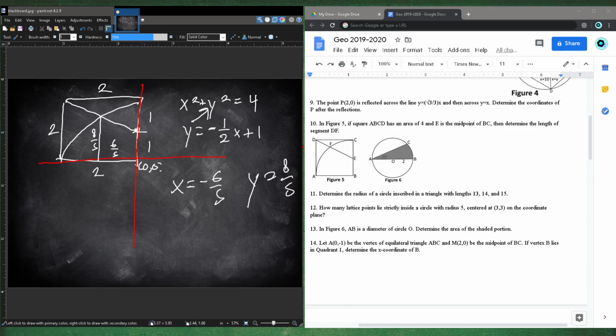But remember, this height right here is 1, right? And then you make a perpendicular line, right? Because this is perpendicular. So 8 over 5 minus 1 is, so this length right here is going to be 3 over 5, right? And then this side length is 6 over 5. So we just use the Pythagorean theorem. So 3 over 5 squared is 9 over 25, and then 6 over 5 squared is 36 over 25. Adding them together, that's 45 over 25.